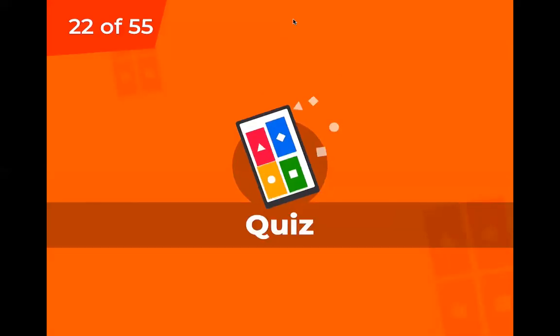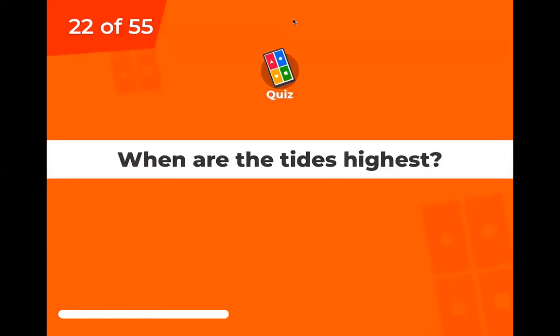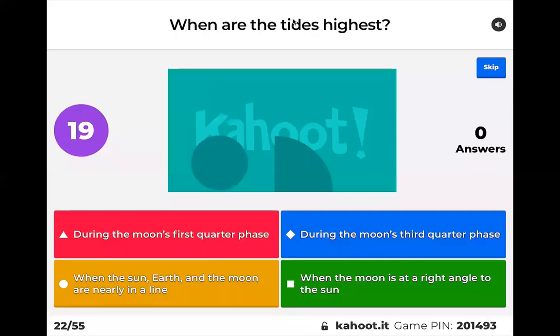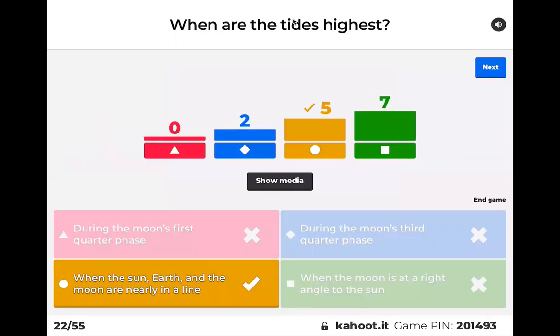When are the tides highest? During the moon's first quarter phase, when the sun, Earth, and moon are nearly in a line, during the moon's third quarter phase, or when the moon is at a right angle to the sun. High tides, highest tides, strong tides. Yes, it's when everything's in a straight line.